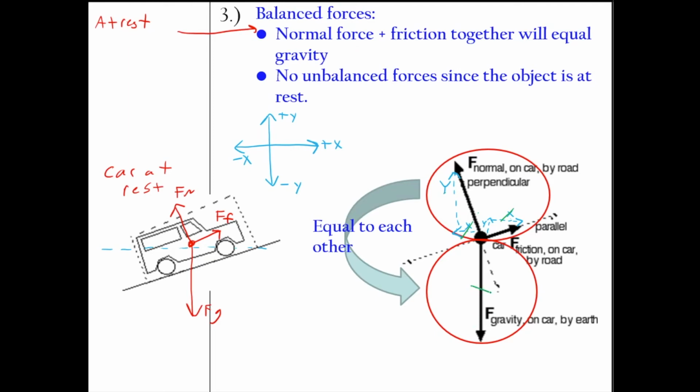Now, if we look at the y direction, we see force gravity, we see how long it is, but then we also see that we have force normal pointing up and force friction pointing up. These two, like we said, added together are going to equal gravity and cancel that out. So everything in this problem is balanced.